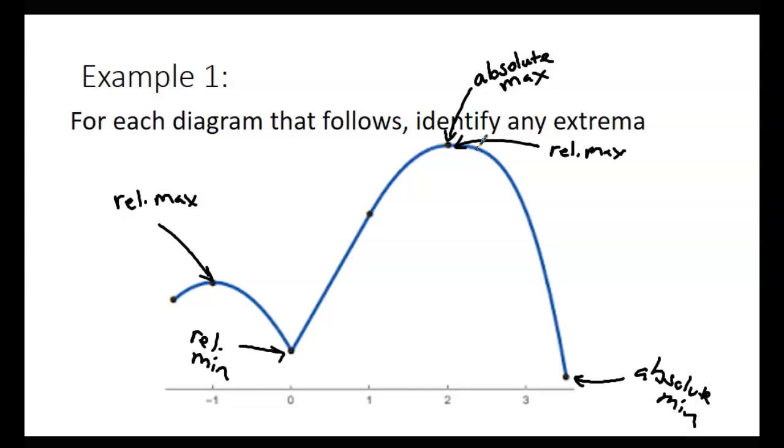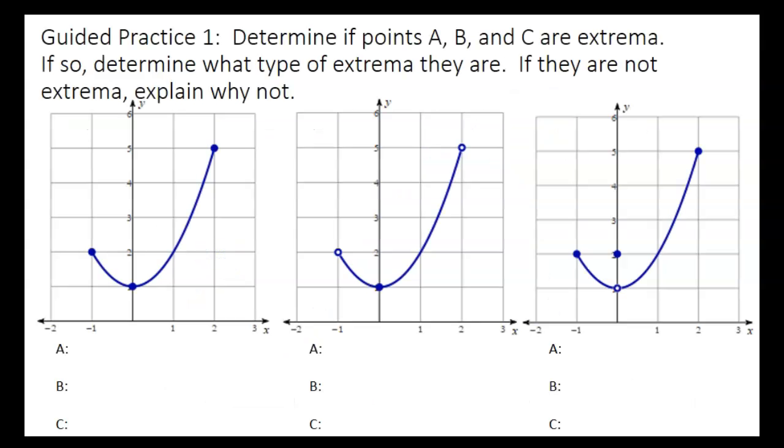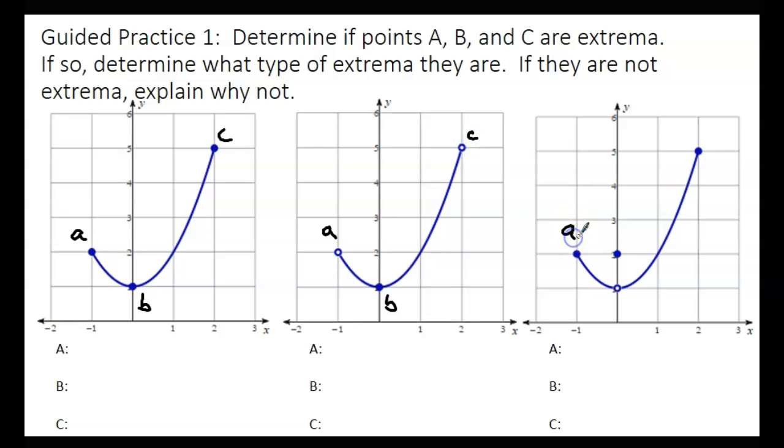All right. Am I good to go? All right, so let's do a little guided practice here. We're going to call these, I need to put these on there. They're not on your notes, so you might want to add them too. We're going to call those points A, B, and C in all these graphs. Determine if points A, B, and C are extrema, and if so, determine what type they are, relative or global, max or min. And then if not, why not?